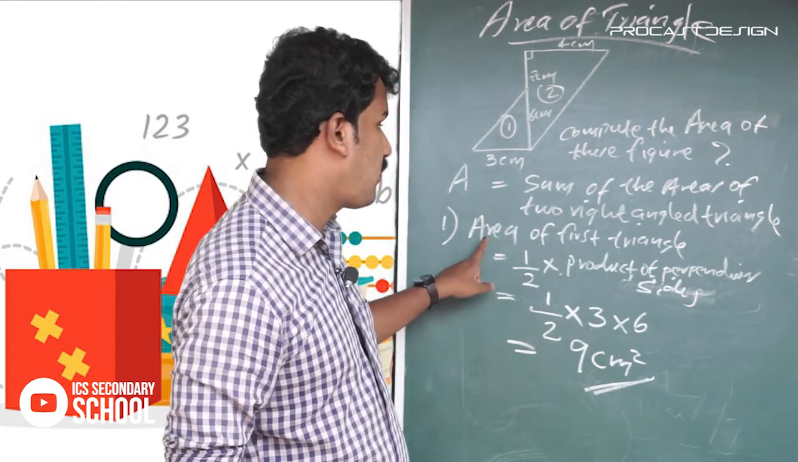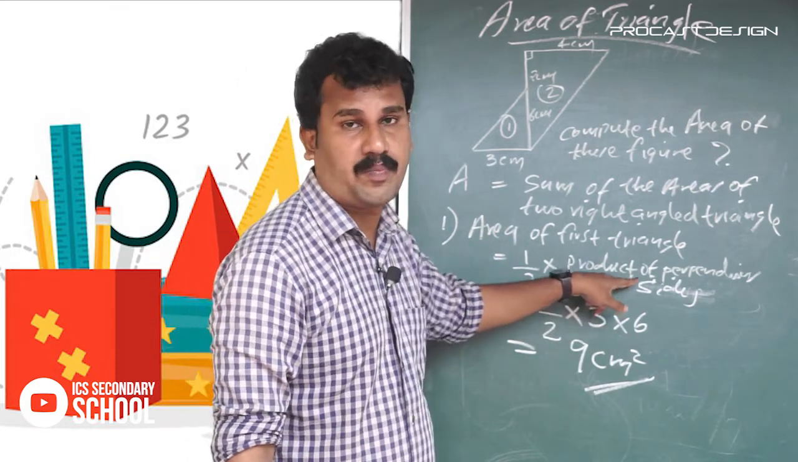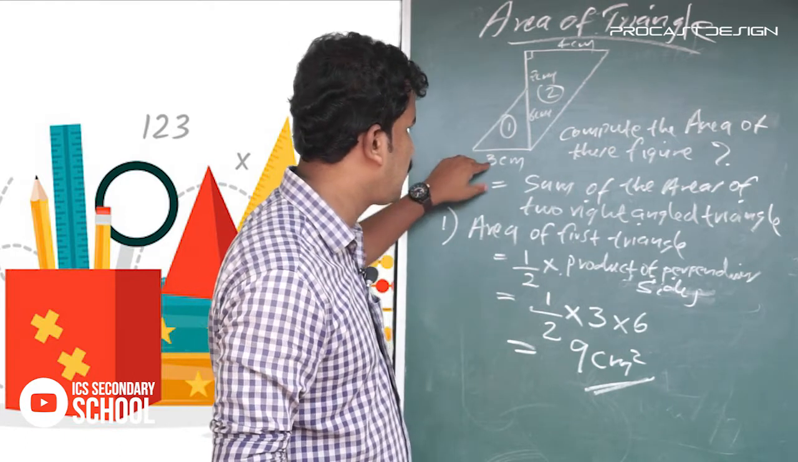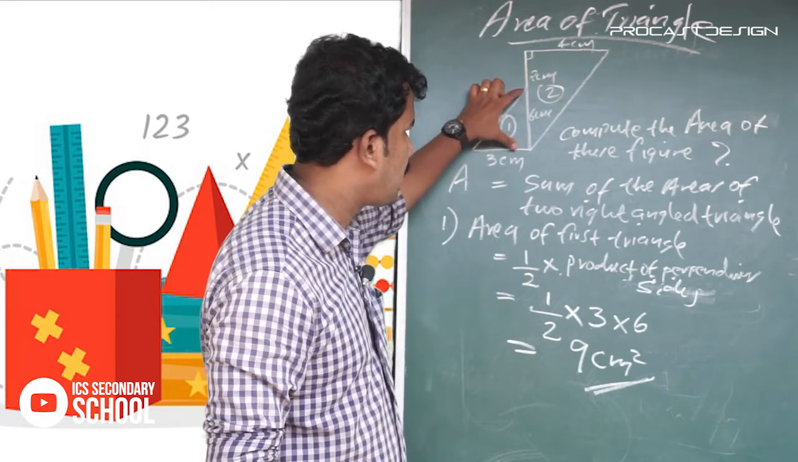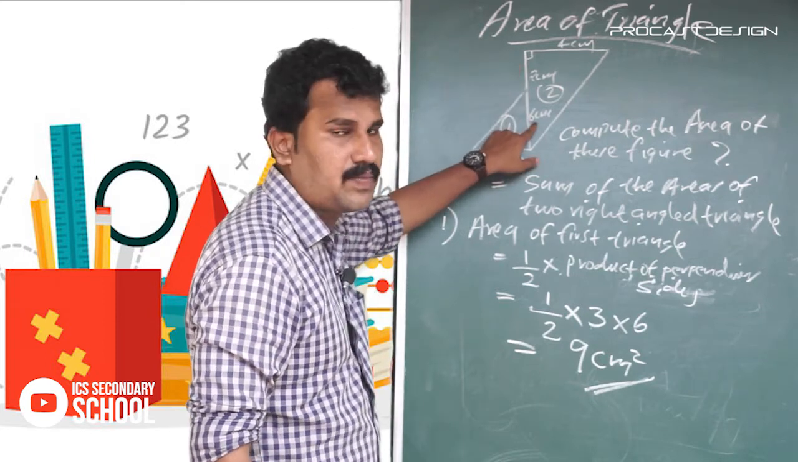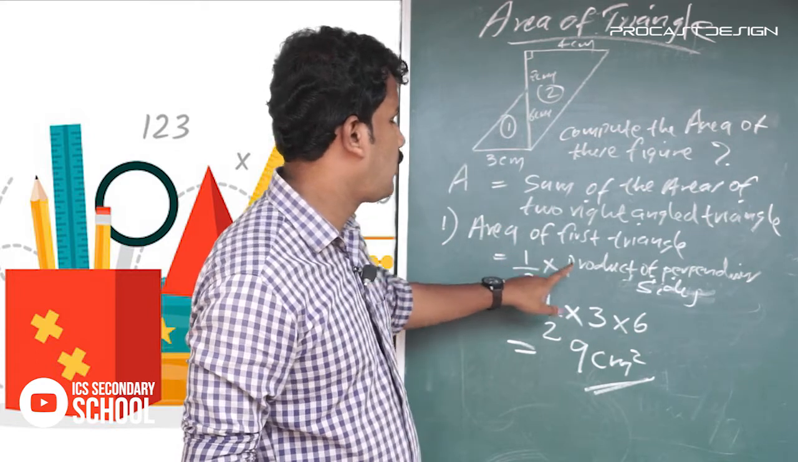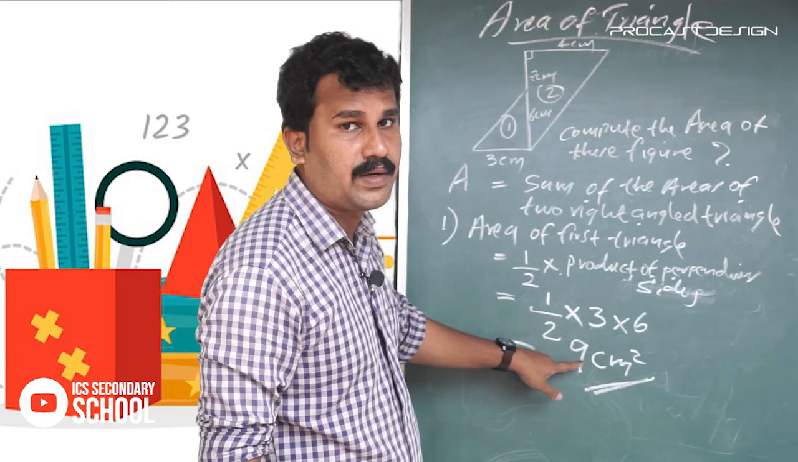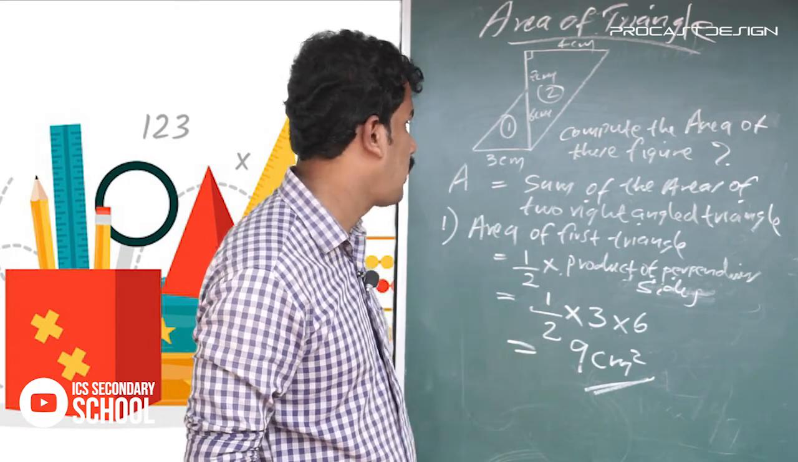Area of a right angle triangle means half into the product of perpendicular sides, that is half into, here side 3 centimeter, then here in the first right angle triangle, side 6 centimeter. So area equals half into 3 into 6, that is equal to 9 centimeter square. Okay, got it?